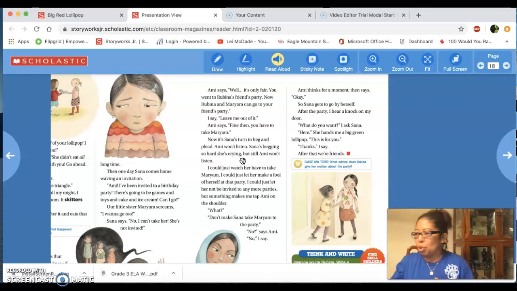Because at the end of the story, she could have been like, yeah, you need to take Miriam also and experience what I did. But I really feel like Rubina grew up in the story and she matured. And she thought about how tough it was for her. And she wanted Sana to enjoy her time at the party without having her little sister Miriam there. And so this week, that's what we're focusing on, is the interaction between the major and the minor character. Thank you guys for tuning in.